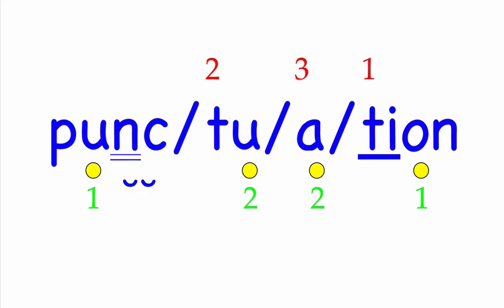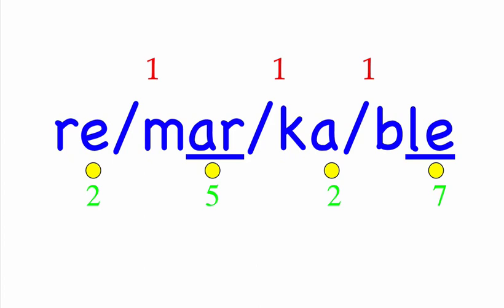Row 6. Remarkable. That is an extraordinarily remarkable story. Remarkable. First syllable re, two sounds: r, e. Mar, two sounds: m, ar. K, two sounds: k, a. Bull, two sounds: b, ul. Remarkable. Mark the word. Remarkable.